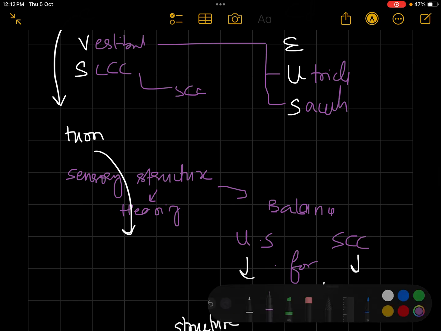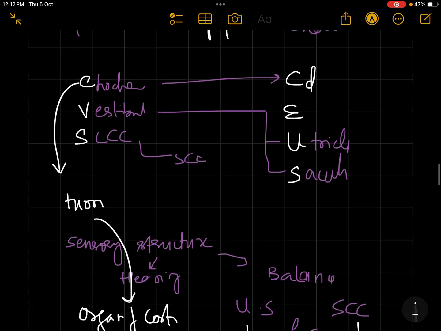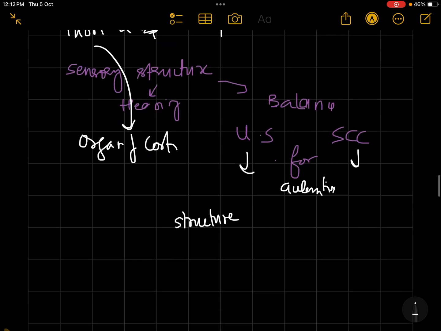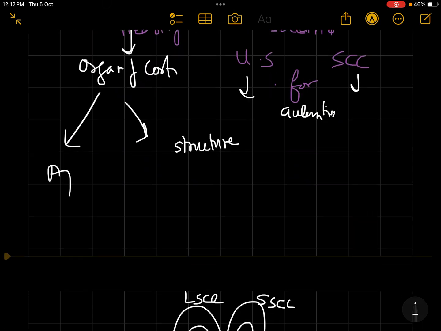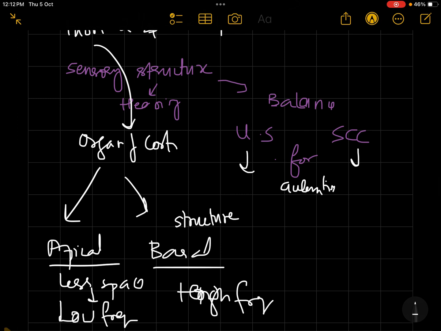Among the sensory structures, for hearing we have the cochlea, which has the organ of Corti. The cochlea has a total of 2 3/4 turns, apical and basal turns. The apical turn has less space, and remember, low frequency sounds are picked up here. The basal turn picks up high frequency sounds. The utricle and saccule are for balance: utricle and saccule for linear acceleration, whereas the semicircular canals are for rotational or angular acceleration and deceleration.